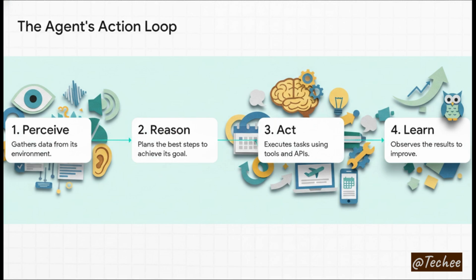It looks around and gathers info. Then it reasons. It makes a plan. Next, it acts. It actually executes the plan using different tools and apps. And finally, and this is the key part, it learns from what happened so it can do better next time. It just keeps running through this cycle over and over, which is what makes it so autonomous.